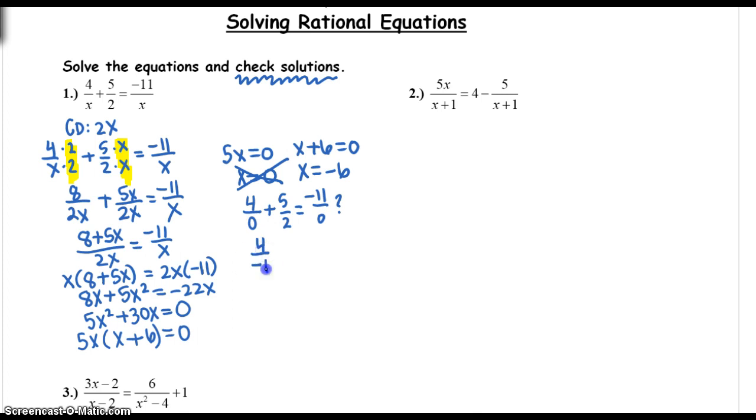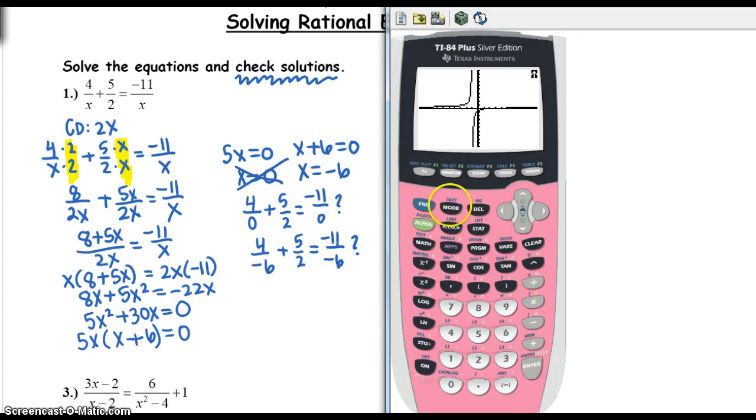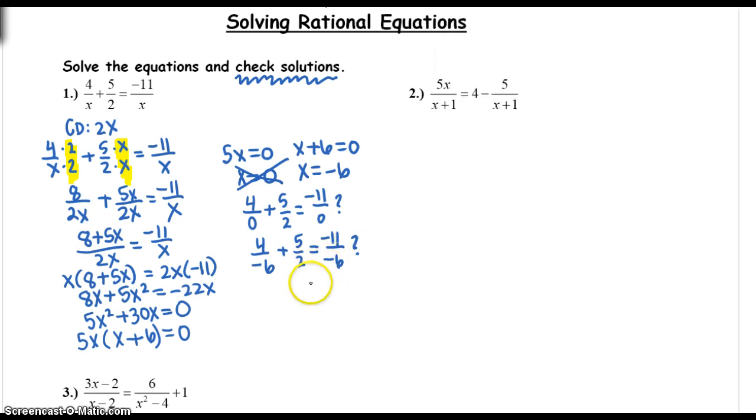So 4 over negative 6, so we're trying the negative 6 now, plus 5 over 2, does that equal negative 11 over negative 6? And if you're not sure, just pop it into your calculator here. So I'm going to hit clear, negative 4 over 6 plus 5 halves, enter, math, enter, enter. So I get 11 over 6, which is what this one will be too, because two negatives make a positive. So this does work. And x equals negative 6. So notice you do have to check your answer. Okay.